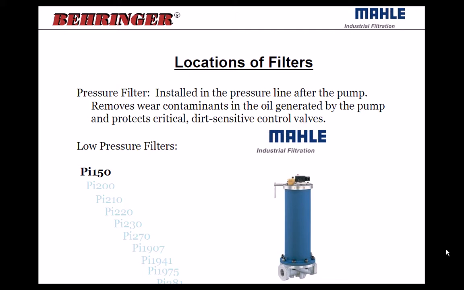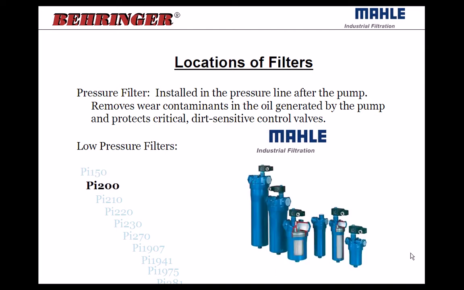The PI-1 has the head down at the bottom, your inlet and outlet straight through, and the bowl in the upward position. PI-200, again, is available in many different sizes from low flow up to 120 gallons a minute. And there you've got flange or threaded connections.